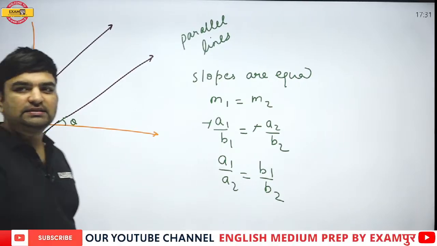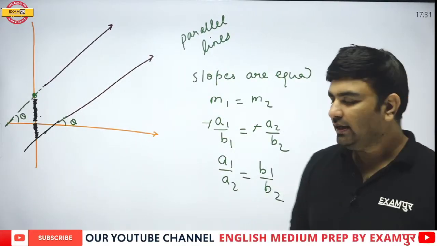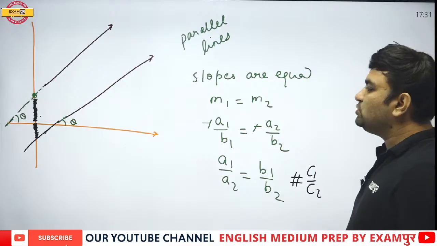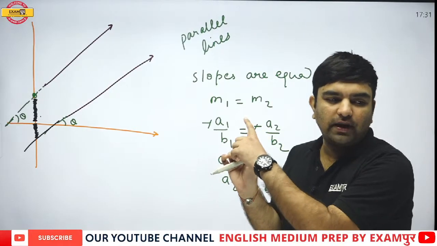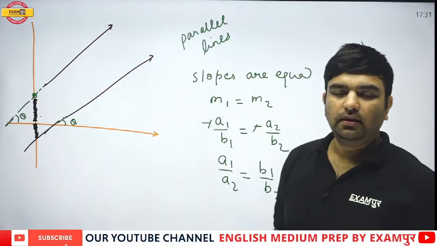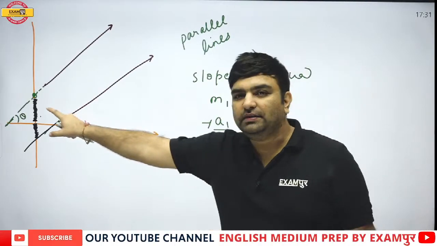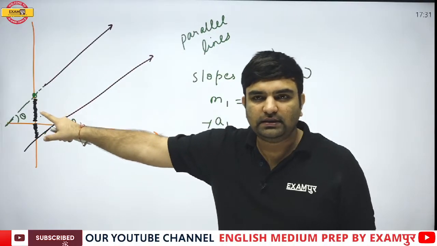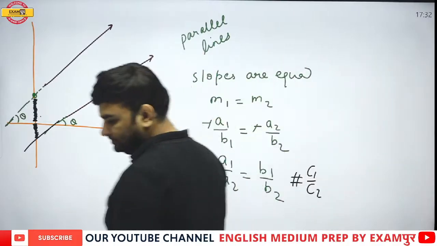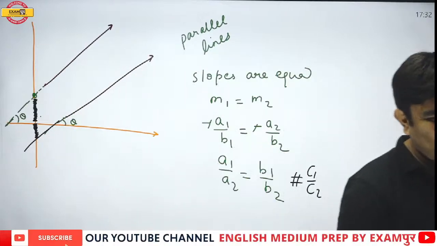So, if the intercepts are different, then you will say, sir, a1 upon a2 does not equal c1 upon c2. Parallel lines will form different intercepts. So if the intercepts are different, definitely it should not be equal to c1 upon c2. Got the point, guys?